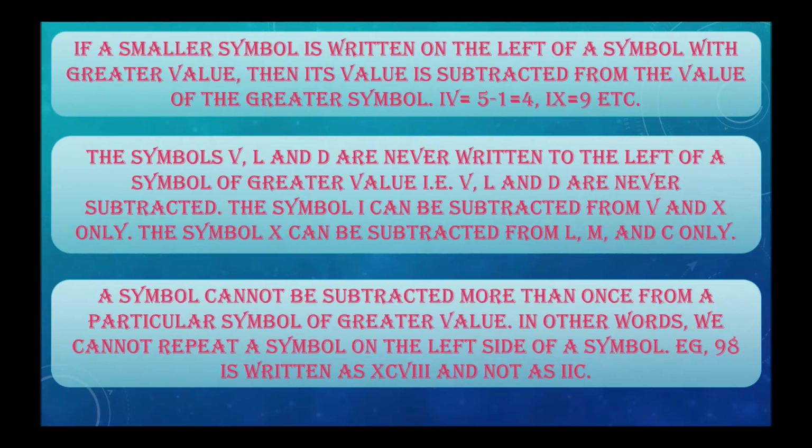The symbol I can be subtracted from V and X only. The symbol X can be subtracted from L, M, and C only. A symbol cannot be subtracted more than once from a particular symbol of greater value. In other words, we cannot repeat a symbol on the left side of the symbol. For example, 98 is written as XCVIII and not as IIC.